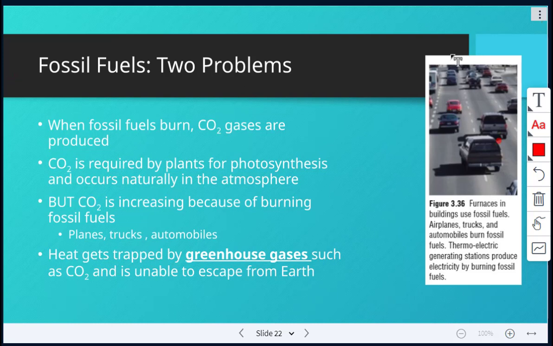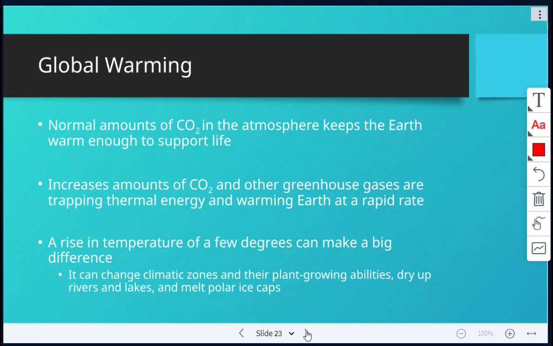All right, so just in this diagram here, furnaces in buildings and houses are using fossil fuels. Airplanes, trucks, automobiles are burning fossil fuels. Thermoelectric generating stations, they're also burning fossil fuels to produce electricity. So global warming.